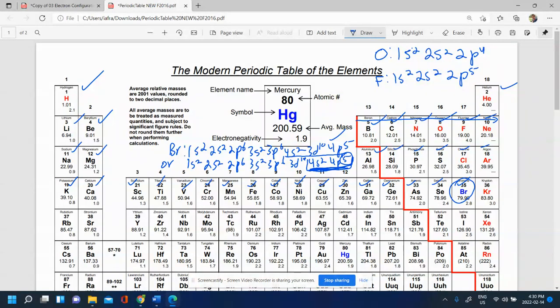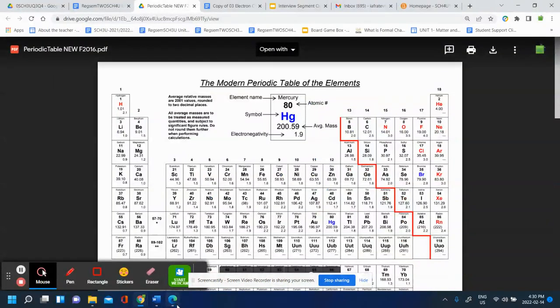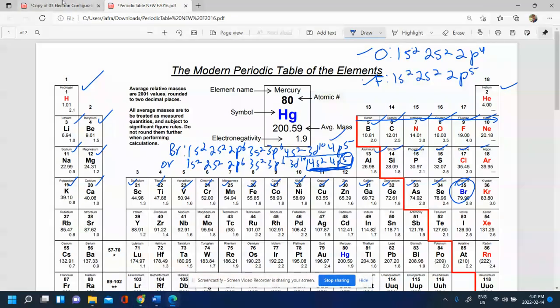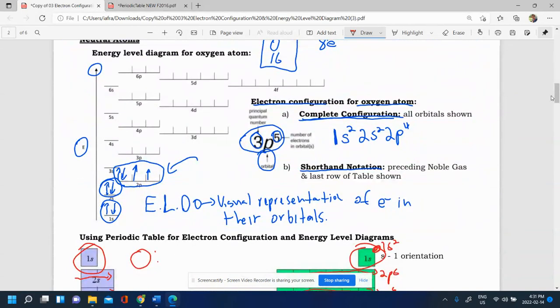This is a complete configuration. So is this, and so is this. You can actually do a short form of the configuration, which makes your lives a little bit easier. The short form of the configuration is right over here. It's also called the noble gas configuration. It's a shorthand way of writing your electron configuration for an element.